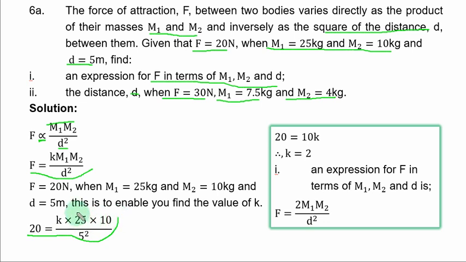5 squared is 25 and it removes 25. You are left with 20 equal to 10k. Divide through by 10, k is equal to 2. Roman figure 1, an expression for F in terms of m1, m2, and d is simply this, replacing k with 2. So this is the expression.